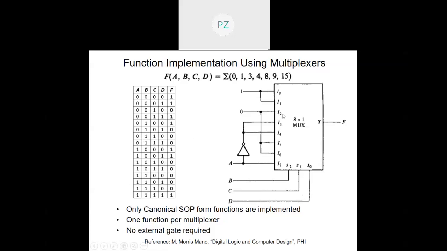Come to I2. I2 gets directed when I have got 0 1 0. So let us locate 0 1 0 is here and 0 1 0 is here, right? So in these two conditions, 0 1 0, I get a 0 regardless of what A is. So I give a 0 at I2.